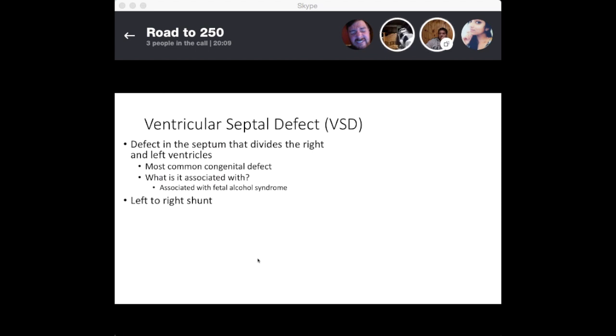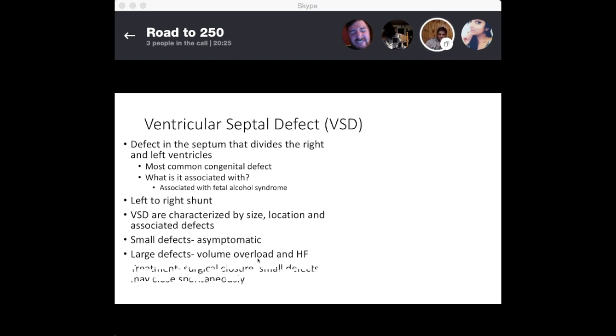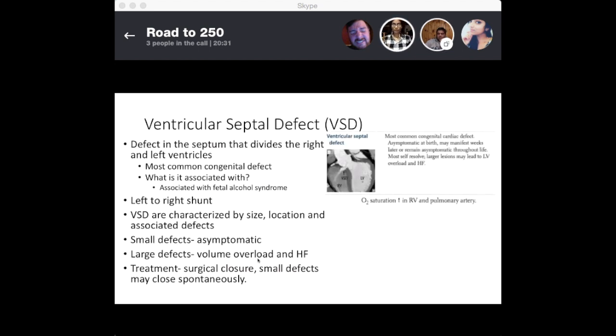Again, it's a left to right shunt, and VSDs are characterized by size, location, and associated defects. Small defects are usually asymptomatic, and large defects usually lead to volume overload and heart failure. We'll talk about that in one slide. Treatment for these is usually surgical closure, and small defects will probably close spontaneously. This is from First Aid: the most common congenital cardiac defect, it may manifest weeks later or remain asymptomatic throughout life. Most will resolve. Larger lesions will go to heart failure.